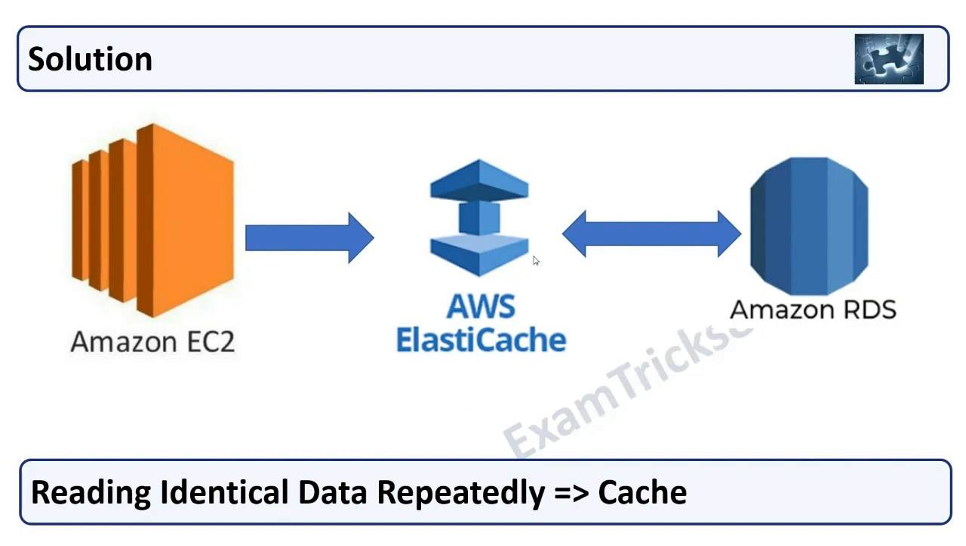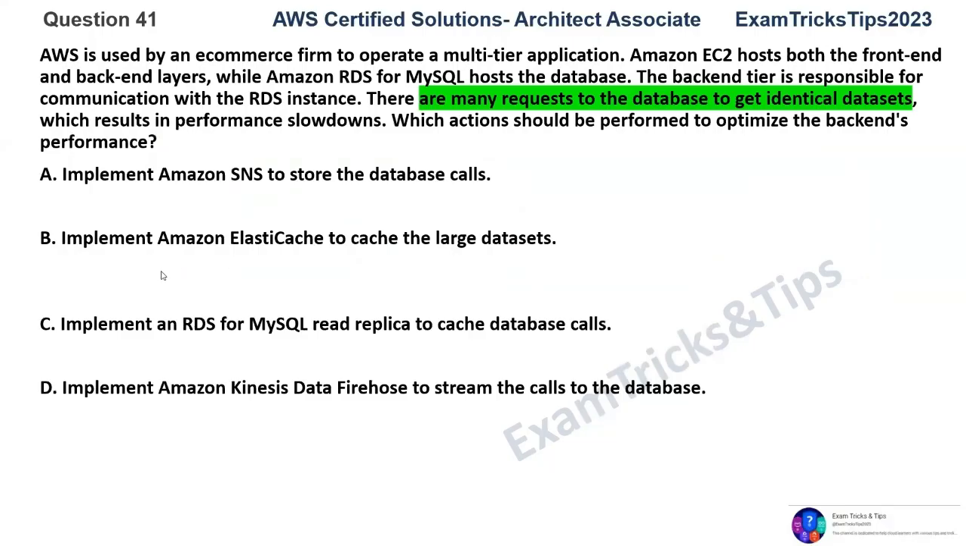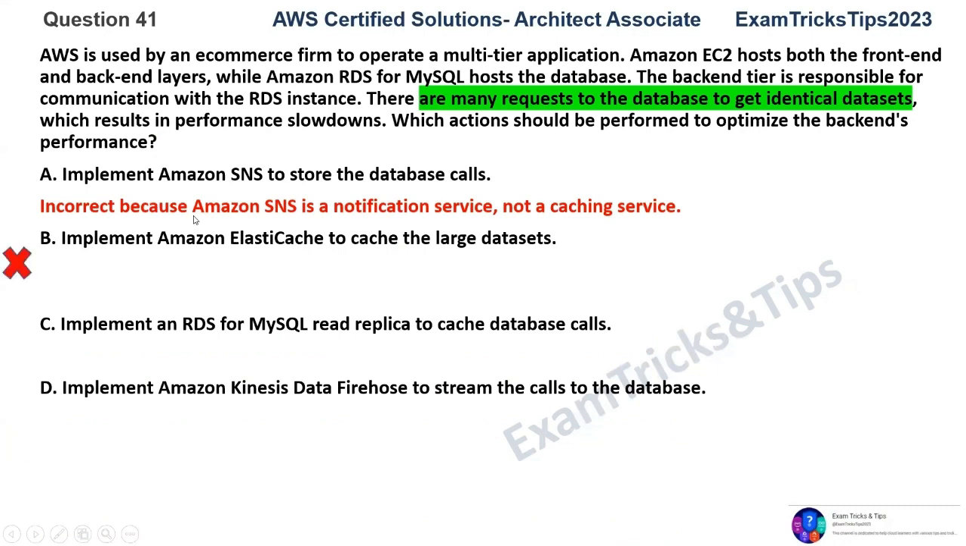Let's look at what options we have. So we have one caching option here, ElastiCache. So that's the one we've just discussed. Let's go through other options as well, and let's figure out why they are not the correct options. So first one, option A says implement Amazon SNS to store database calls. This is incorrect because SNS is a notification service. It's nothing to do with caching. It's not going to help you with database requests or identical data requests from the RDS database. So that's absolutely wrong. Second one is wrong for me.